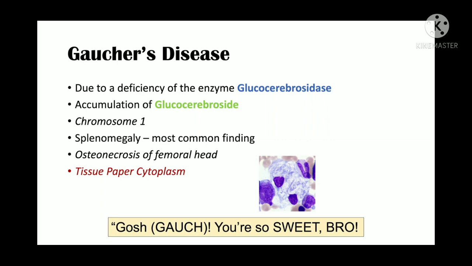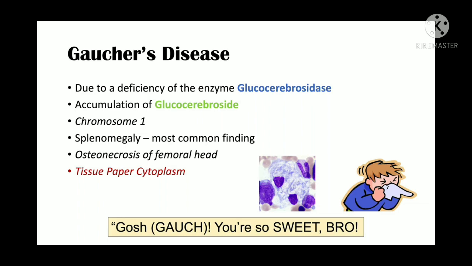Sweet bro, glucocerebroside. So again, gosh, you're so sweet, bro. You can remember even more from this mnemonic by thinking that the person is crying, blowing their nose into a tissue paper while saying, gosh, you're so sweet, bro. And this is going to help you remember tissue paper cytoplasm.